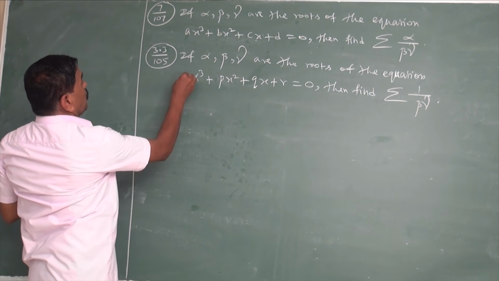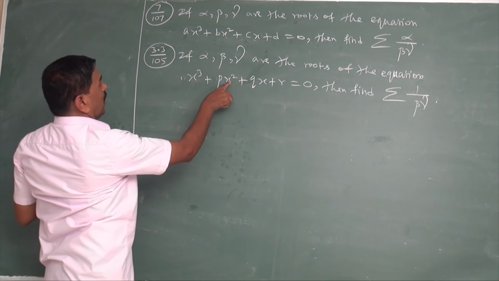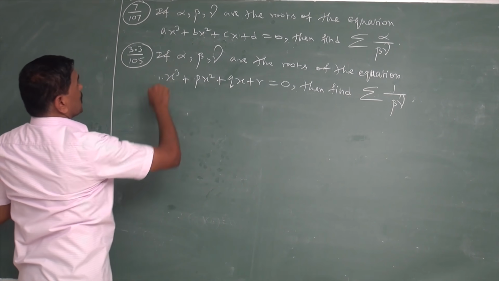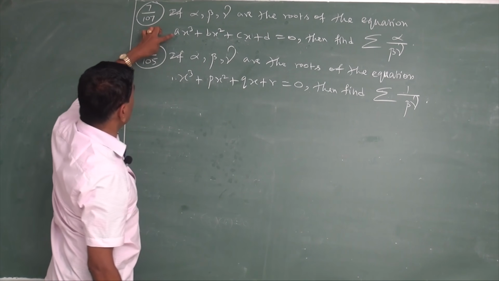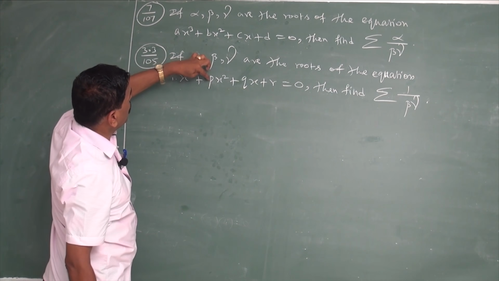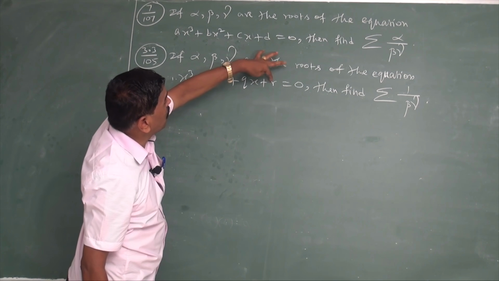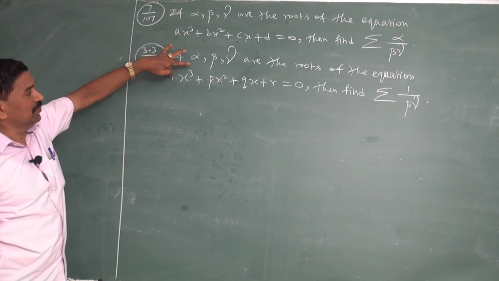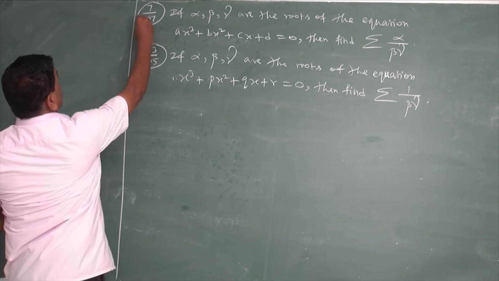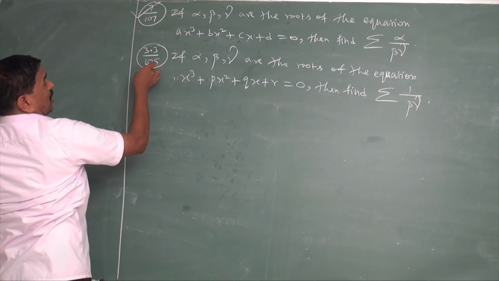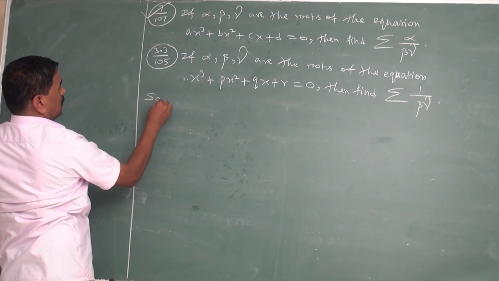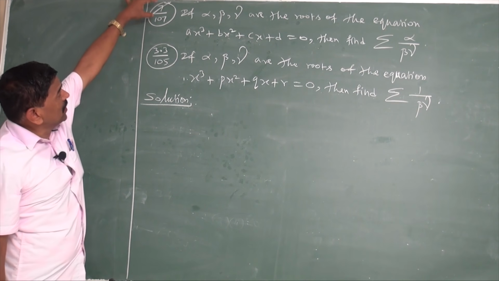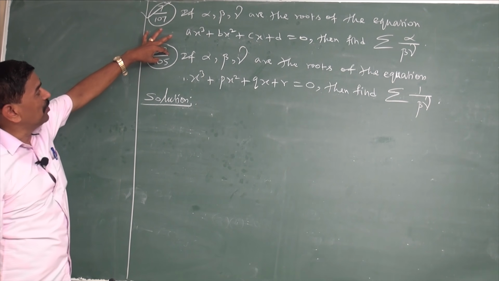Listen here: x cube coefficient 1, x square coefficient p, x coefficient q, and the constant term is r. But in the first question it is a, b, c, d. Here the x cube coefficient is 1, that is a equal to 1, b equal to p, c equal to q, and the constant d equal to r. These two questions are the same. Here the x cube coefficient is a, but here it is 1, understood? So that is important. Let us solve the first one, and the second one is left as homework. I will take the exercise sum, and the example sum is homework left for you.